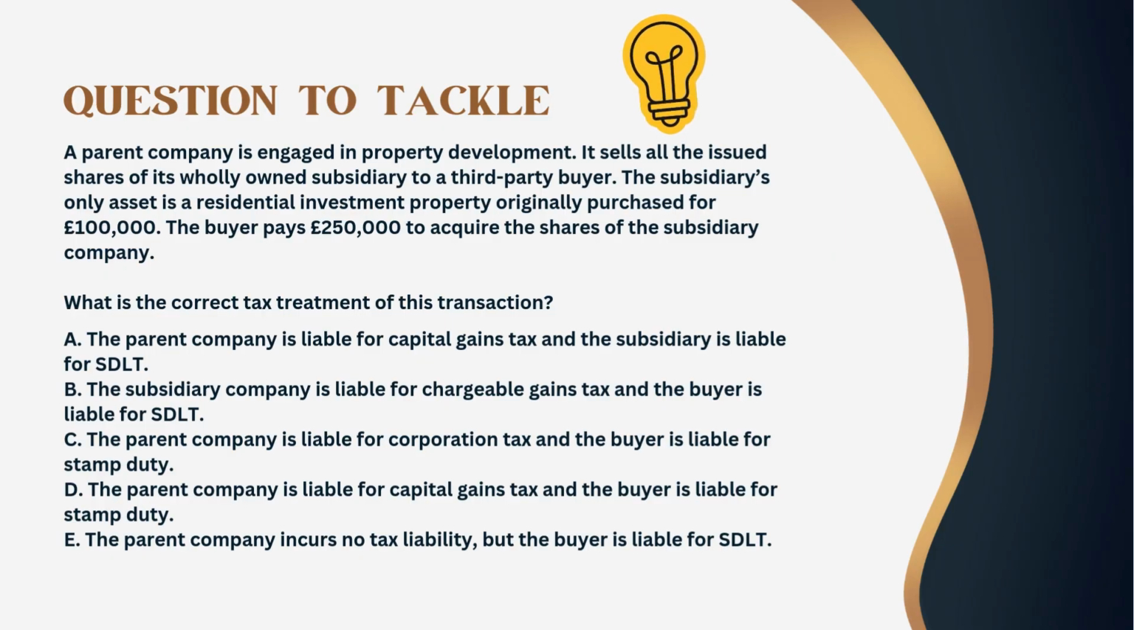A. The parent company is liable for capital gains tax and the subsidiary is liable for SDLT. B. The subsidiary company is liable for chargeable gains tax and the buyer is liable for SDLT. C. The parent company is liable for corporation tax and the buyer is liable for stamp duty. D. The parent company is liable for capital gains tax and the buyer is liable for stamp duty. E. The parent company incurs no tax liability, but the buyer is liable for SDLT.